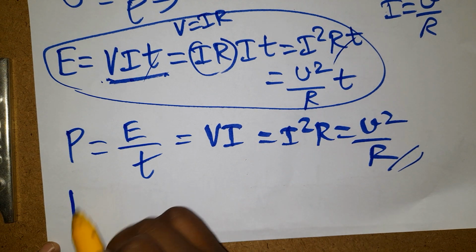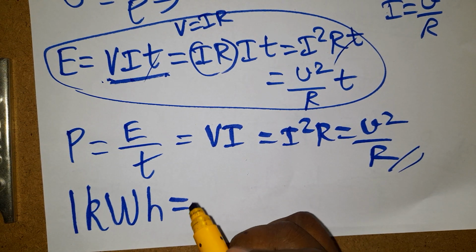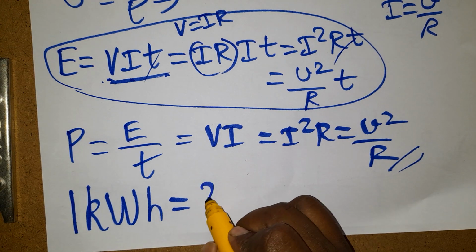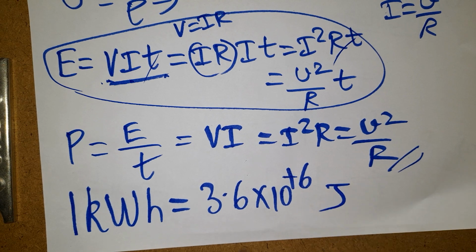The next one, what is 1 kWh, kilowatt hour, which is called the commercial electrical unit, 3.6 into 10 power plus 6 joules. Okay, next one.